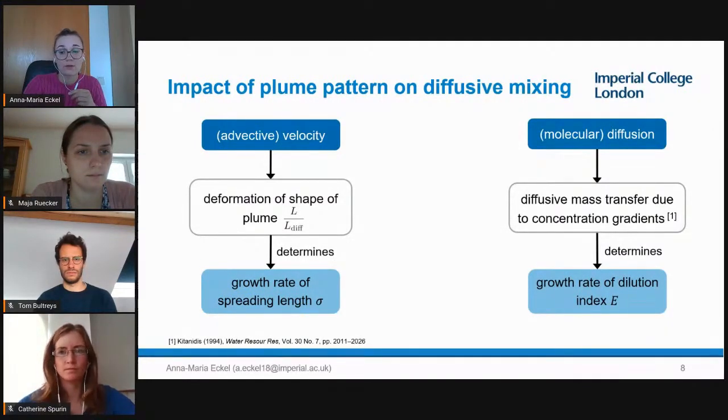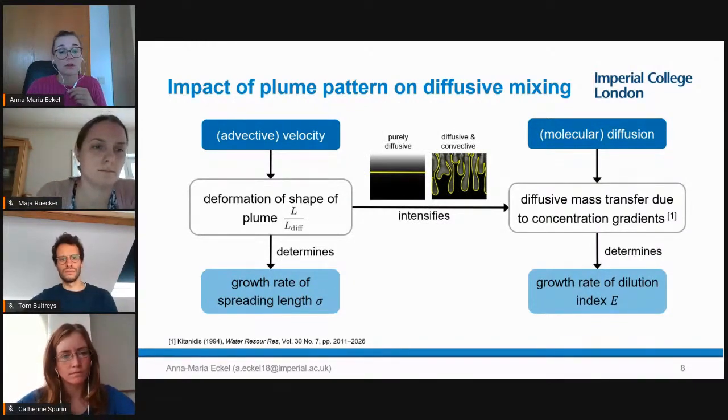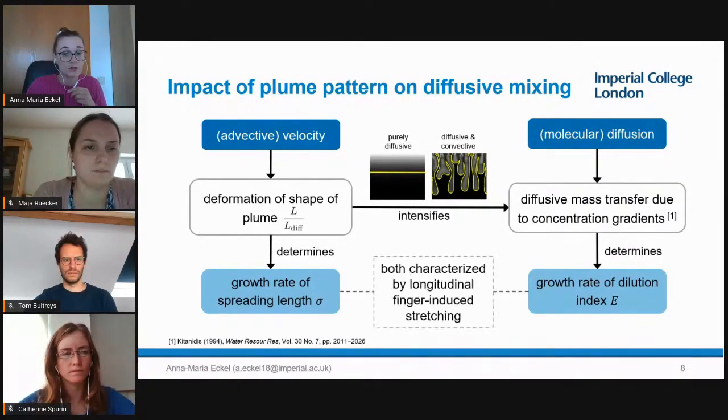However, the diffusive mass transfer is intensified by the creation and the stretching of the plumes, which clearly affects the overall state of mixing due to an increase of areas of high concentration gradients. And therefore, changes in the spreading length and the dilution index are both characterized and dictated by the longitudinal finger-induced stretching.